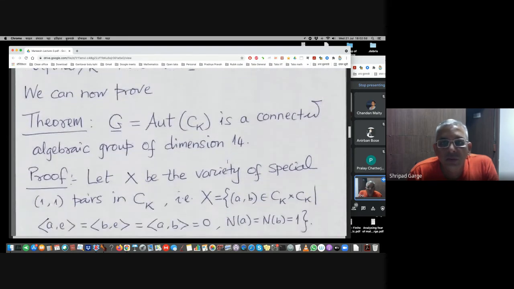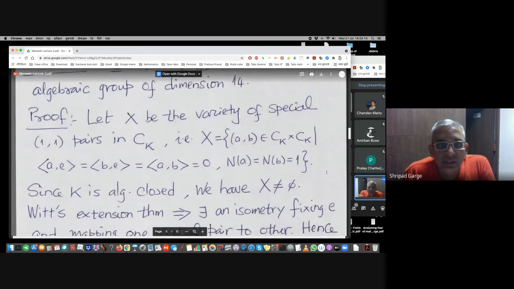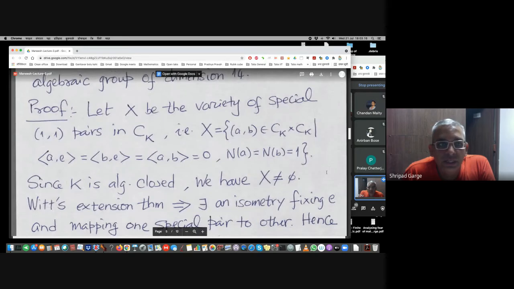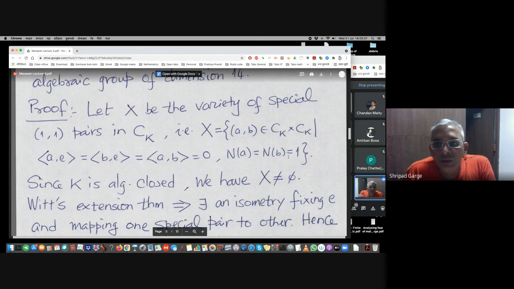So now we will prove that G bar is a connected algebraic group of dimension 14. Connectedness will be obtained by showing that it's irreducible. It acts on some irreducible variety with the point stabilizer being irreducible. That is the statement. Now let X be the variety of special 1-1 pairs in CK. So these are all elements A, B in CK cross CK, where capital K is the algebraic closure. These are ordered pairs A, B with the property that the inner products of A with E, of B with E, and of A with B are 0, and the norms of A and B are 1.